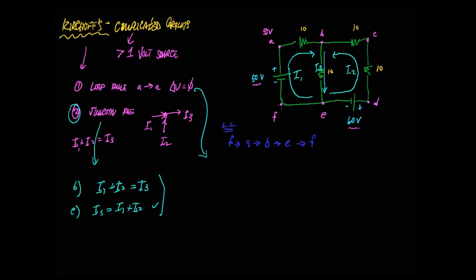Alright, so I start at F. What voltage do I have? I have 0. And then as I go through the battery, since I'm going from the negative to the positive, I'm adding 50 volts, so that's going to be plus 50. And as I go from B, now I'm going in the direction of current, so I'm going to have a voltage drop right there.